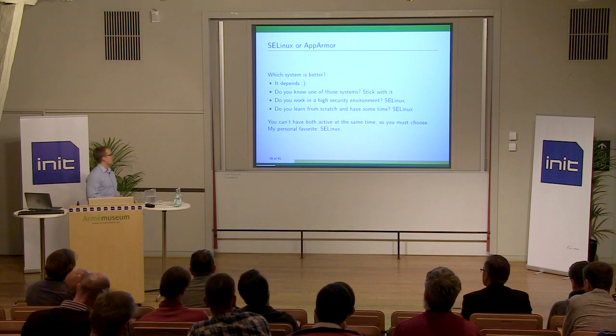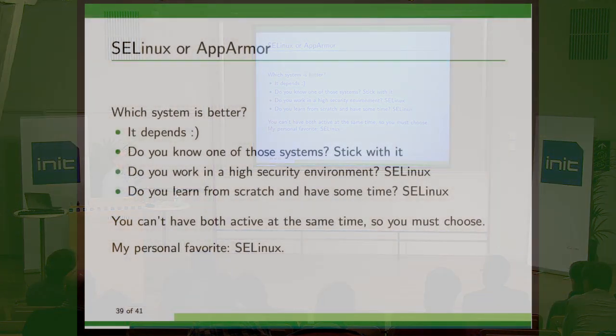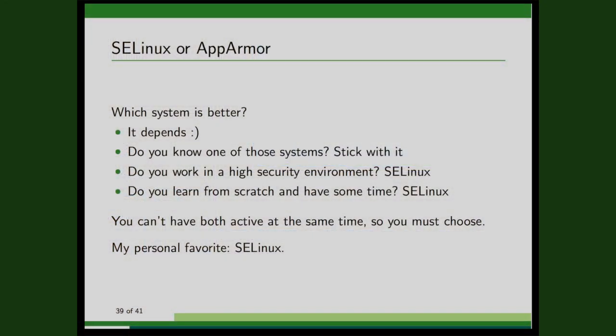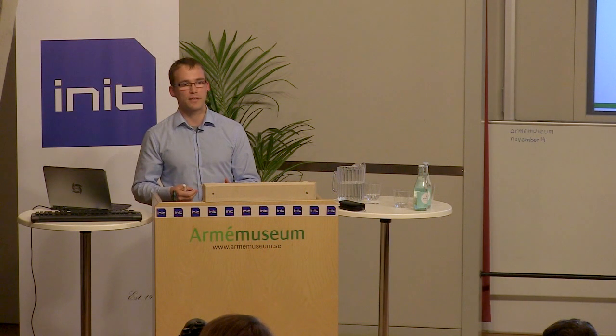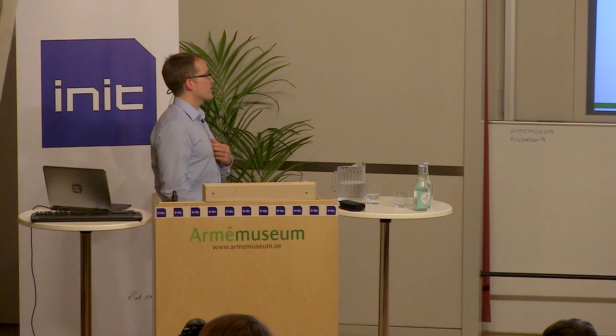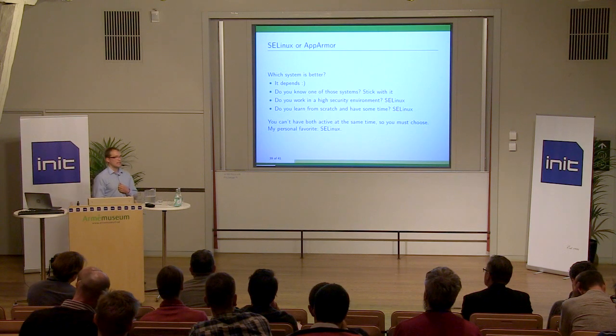What's a drawback is you can't have both active at the same time. Both are Linux security modules and you can only boot with one of those. You can specify security equals and then AppArmor or SE Linux and then one of those systems will be active, and you can switch on every boot if you like to, but you can't have them active at the same time. My personal favorite is SE Linux.